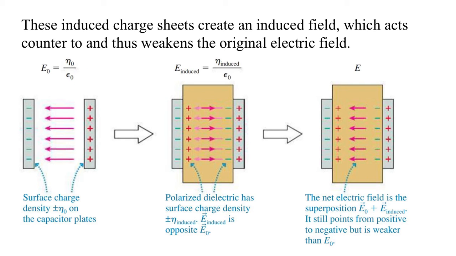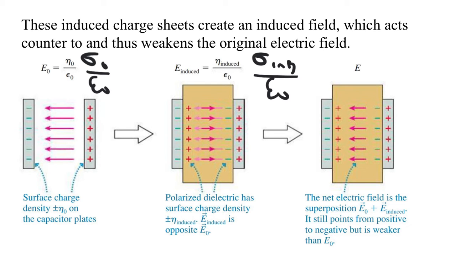The textbook that I stole this image from used eta rather than sigma. There's no particularly good reason, so we would probably have written this as sigma naught over epsilon naught, and then sigma induced over epsilon naught. So, to get back to this, we have a capacitor which generates an electric field this way, which is its surface charge density over epsilon naught.